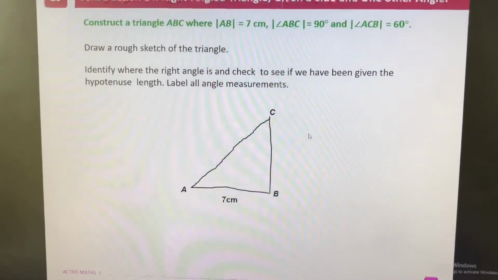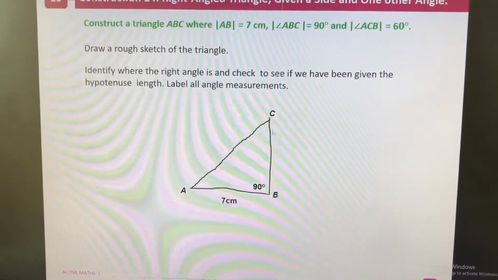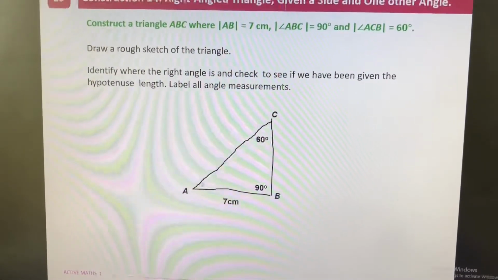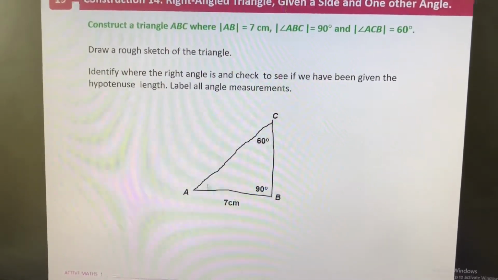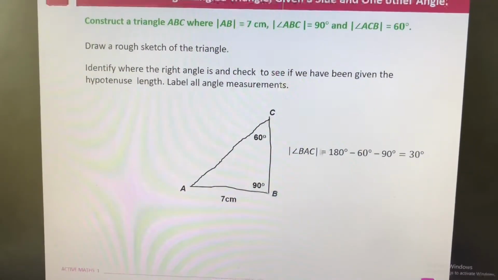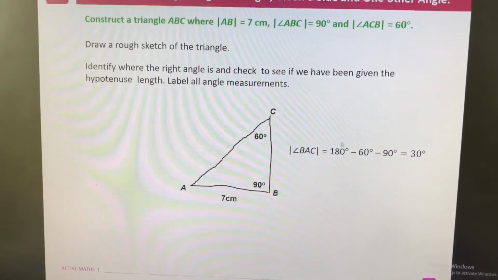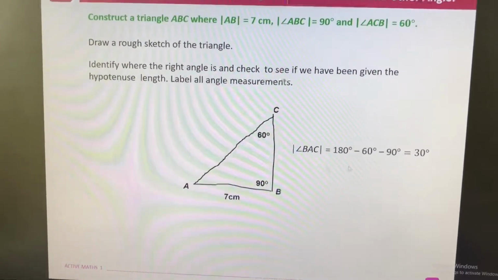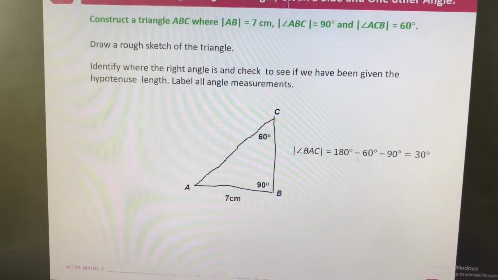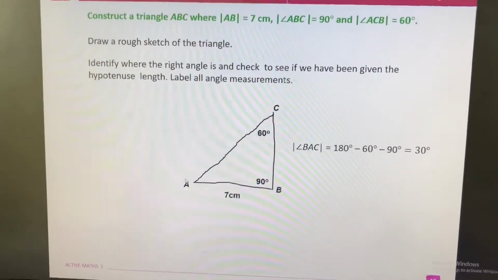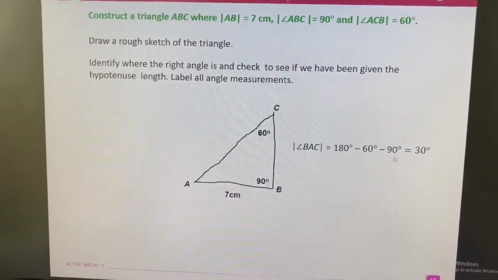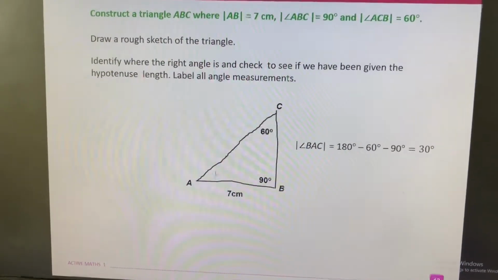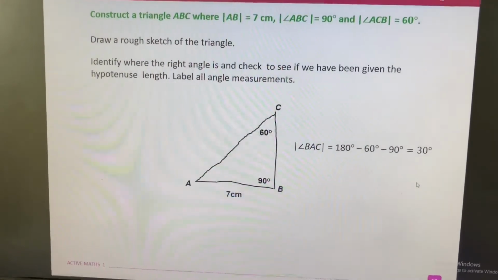So we know it's going to look something like this. 90 degrees is there, 60 degrees is here, but it's really going to help us to work out what this third missing angle is. So we can do that by remembering that all three make 180. And if we take the two that we already have, the 60 and the 90, away from it, then it tells us that our last angle, the angle that sits at A, so the angle B to A to C, so it's this angle here, is 30 degrees.